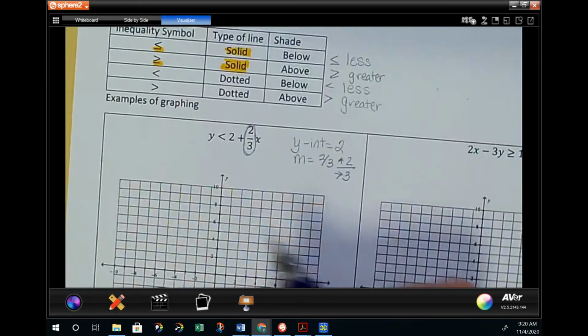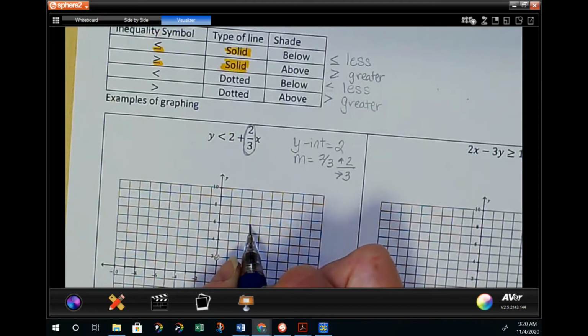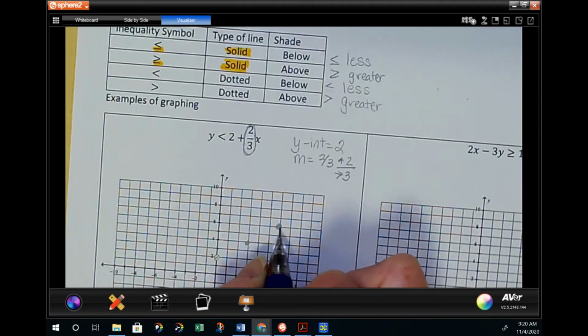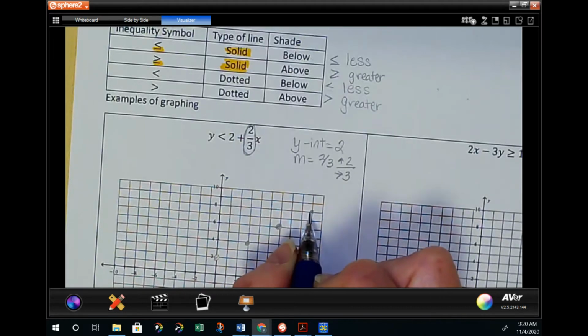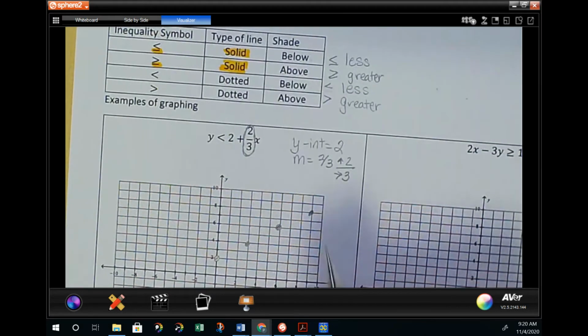So what happens is we're going to start on my y-axis at 2. And then to get your next point, you're going to go up 2 and then to the right 3. 1, 2, 3. Up 2 and to the right 3. So you go through and you do this, and then you graph it.